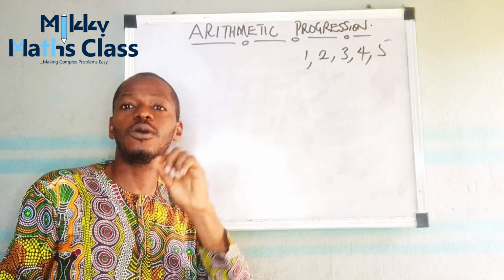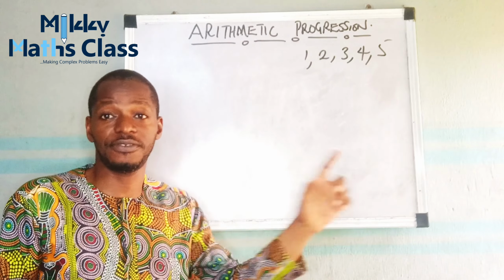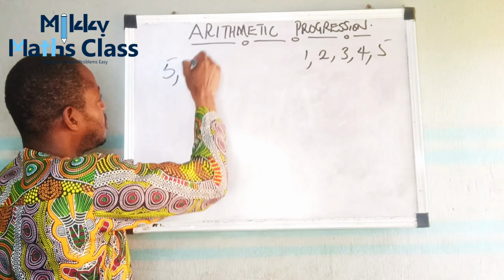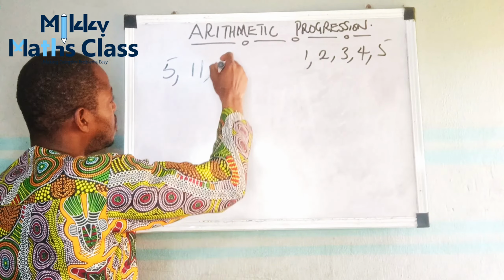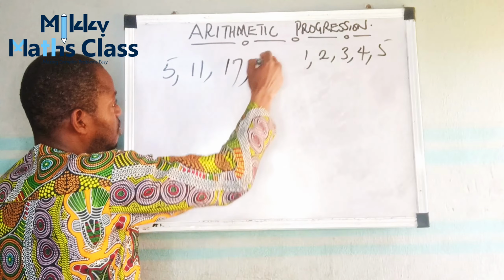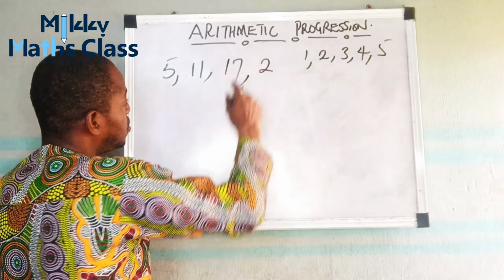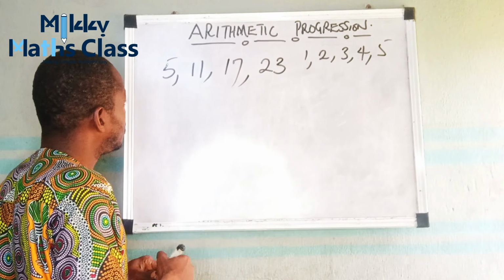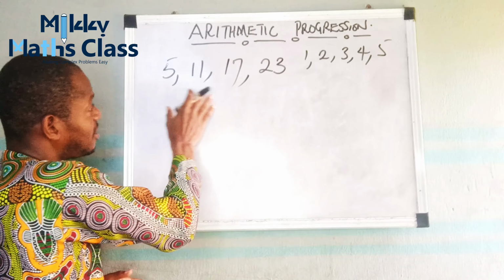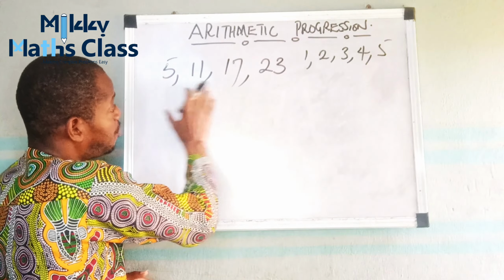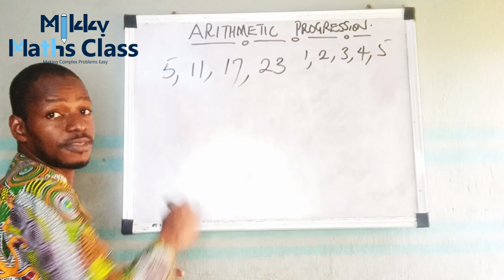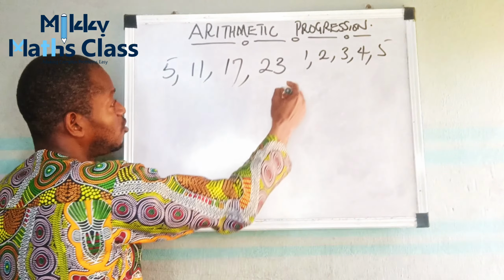constant, and that constant is what we call the common difference. So for example, I have an arithmetic progression 5, 11, 17, 23. This is an example of an arithmetic progression. These numbers are increasing. 5 is the first term. The first term of an arithmetic progression is denoted by A.